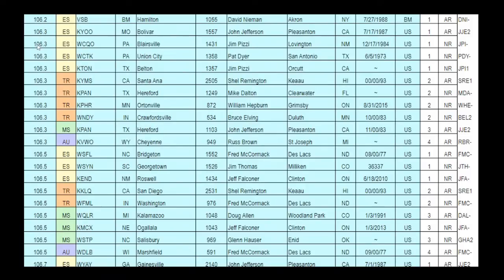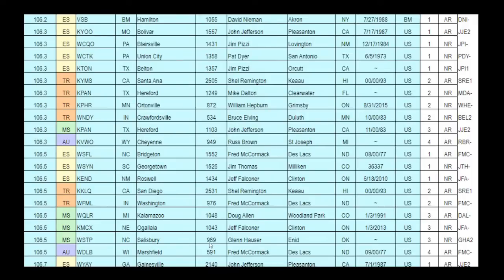106 megahertz was shot 1,055 miles. If you come down here, you see 2,500 miles, 1,100 miles, 1,500, 1,500, 1,400, 106.5 megahertz, 2,500 miles. These are the verified and recorded records. Here we go, 106.7, 2,140 miles.